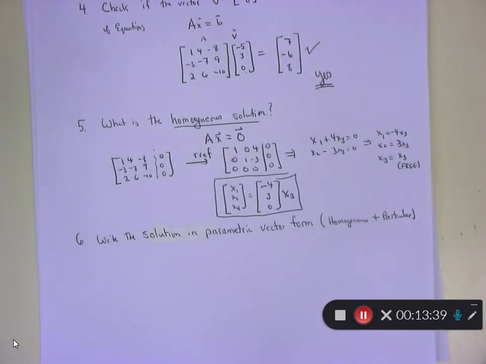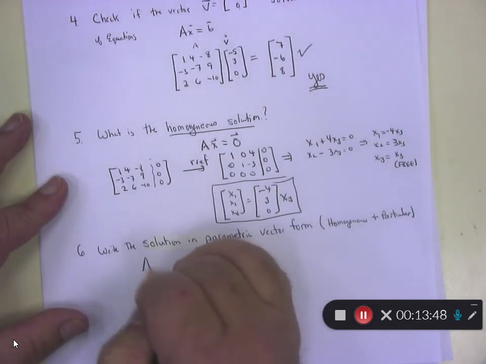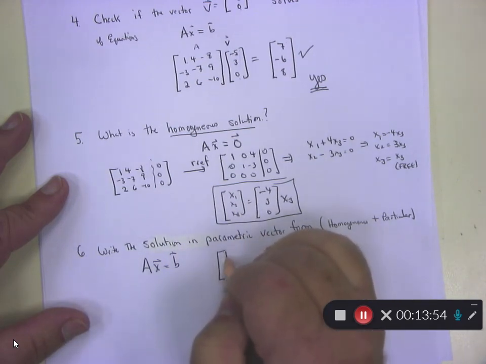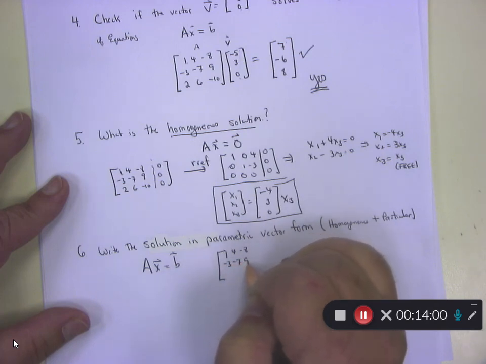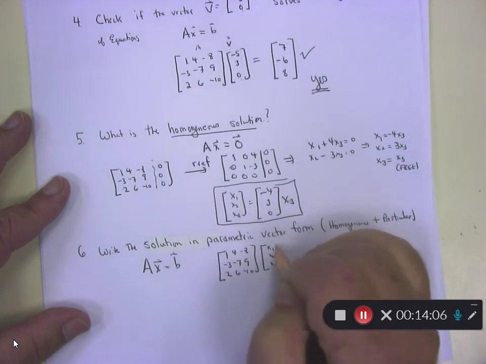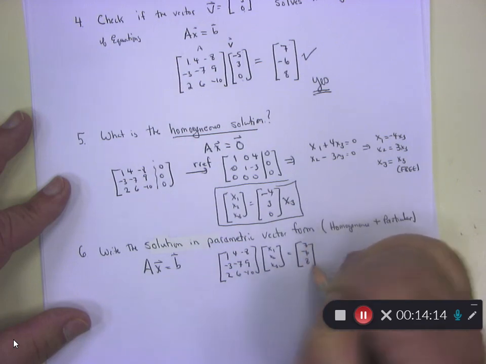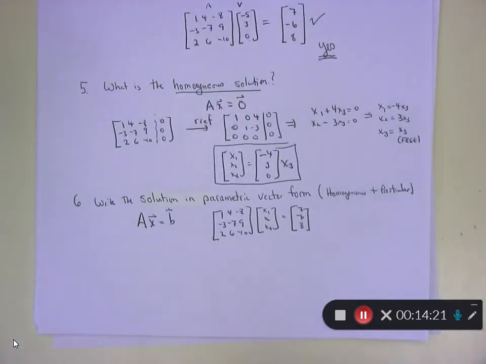This is the point that I was trying to make and mentioned in class a couple of times. Here's the deal. When you look at the solution, you remember that Ax equals b equation that we had before, which was this 1, 4, negative 8, negative 3, negative 7, 9, 2, 6, negative 10. You multiply it times x1, x2, x3, and we were setting it equal to the b vector, which was 7, negative 6, 8. This was this answer right here.